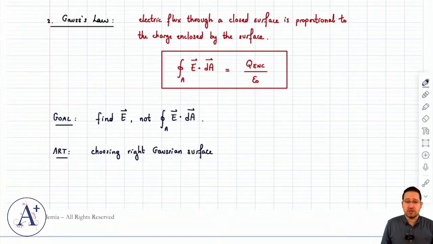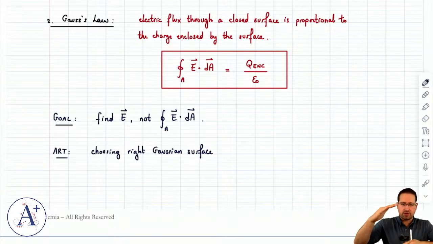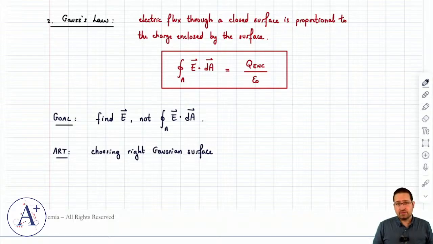Okay, that's going to be the art. Now, spoiler alert: cylinders, not just hollow cylinders, but hollow cylinders with end caps, a top and a bottom, like a can of beans, or spheres are going to get the job done every time for everything we need to worry about in this class. So we're not going to imagine weird Gaussian surfaces. Cylinders and spheres get the job done.